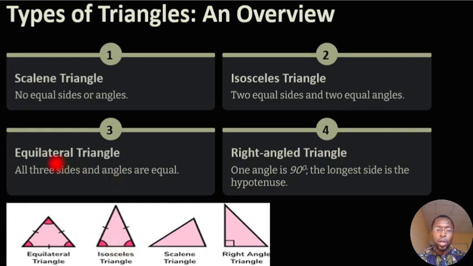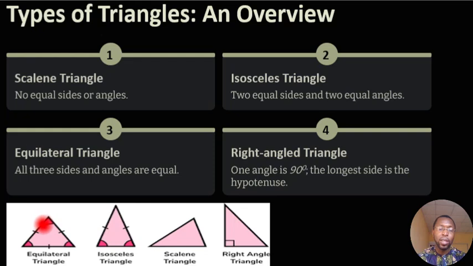Then the third one that we refer to as the equilateral triangle, in this type of triangle, we say that all the three sides are equal and all the angles are equal. Okay, you see this is an example of an equilateral triangle. So the side here is the same as the side here. What that means is if here is 5 centimeters, then this side will be 5 centimeters and this side will be 5 centimeters. The same applies to the angles. The three angles are equal.